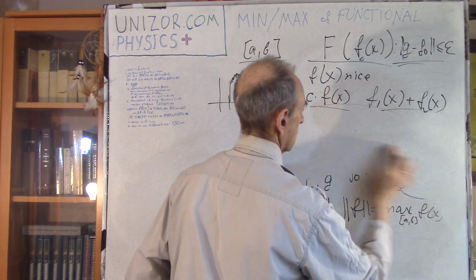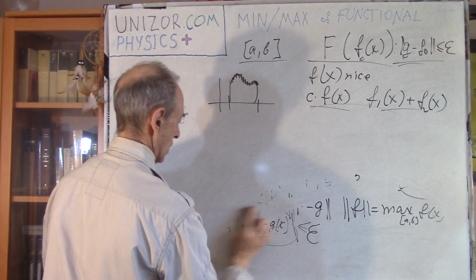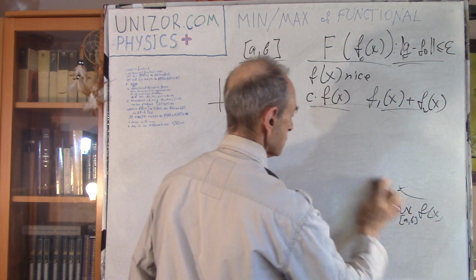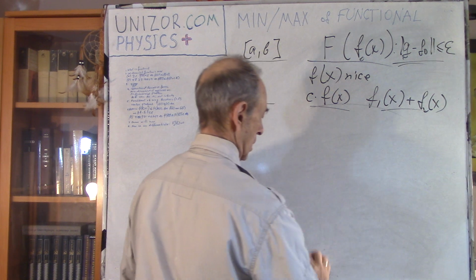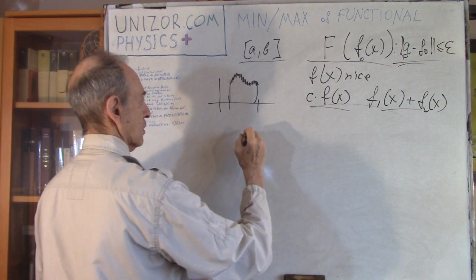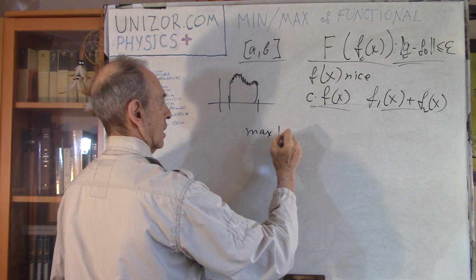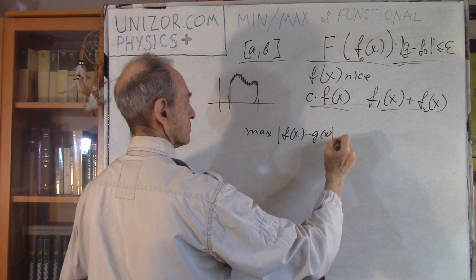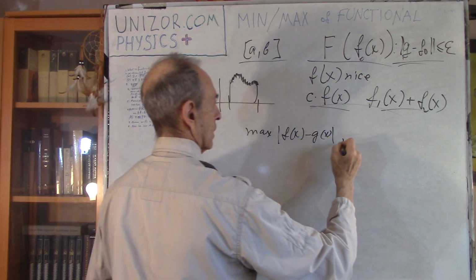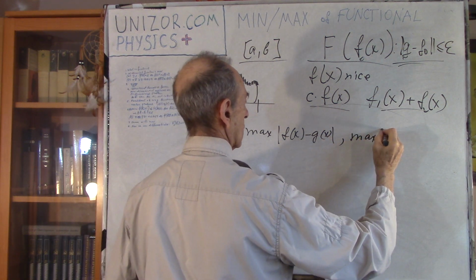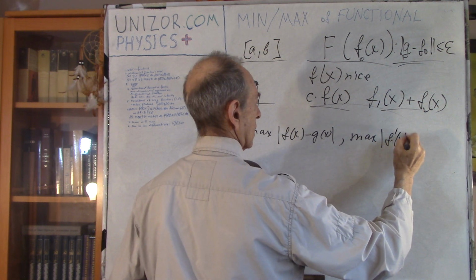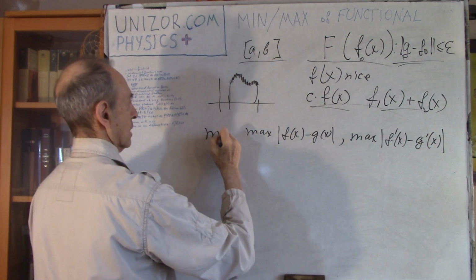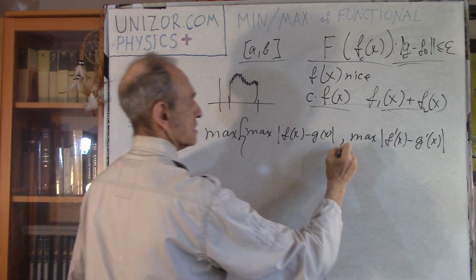more strictly. It should be restricted not only by change of ordinates, but also change of first derivative. So it should be the maximum between f of x minus g of x and the maximum of f derivative minus g derivative of x, and the maximum of these two maximums.